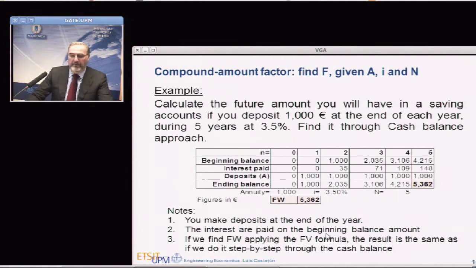The interest is paid on the beginning balance amount, because you know the interest rate is the cost of money over time. If we find the future worth by applying this future value formula, the result is the same as we have done step by step.